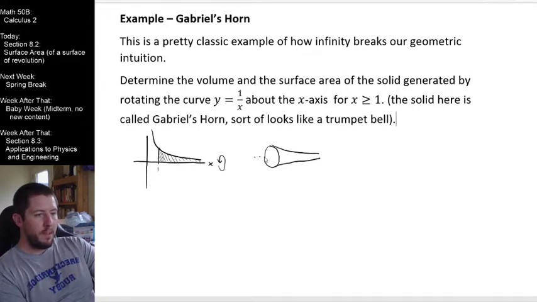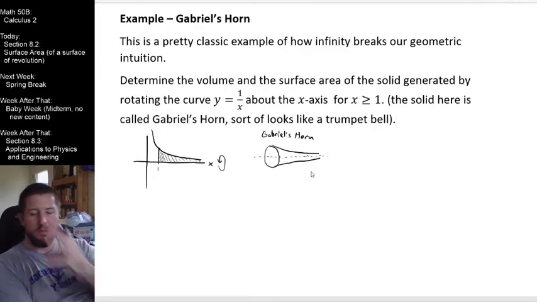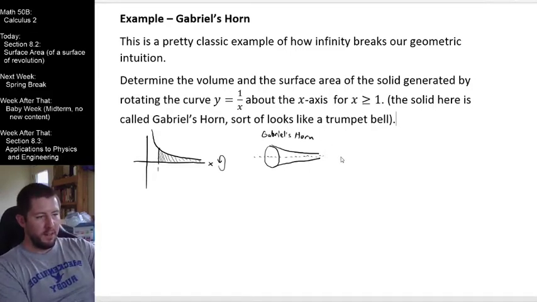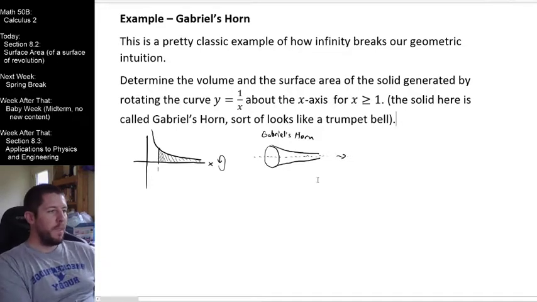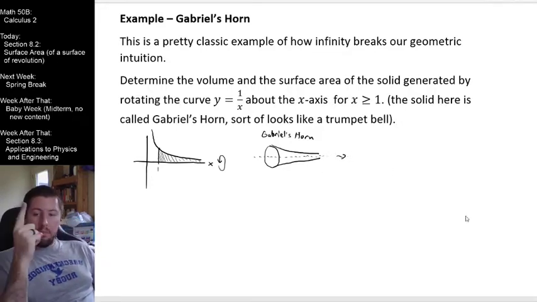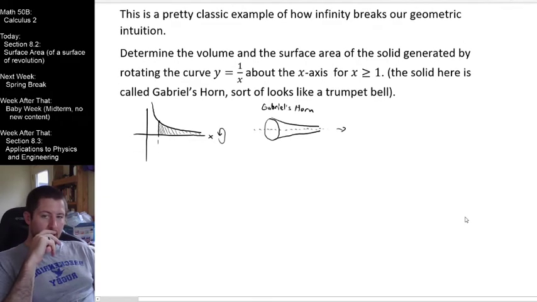Hey, that wasn't too bad right there. Hey, there we go. This is Gabriel's horn. So Gabriel's horn is the 3D shape right here, where it's starting at x equals 1 and going off to x equals infinity. That sort of trumpet bell shape that we're looking at right there, but it goes infinitely far off, right? So we need two pieces of information. We're interested in the volume and we're interested in the surface area.